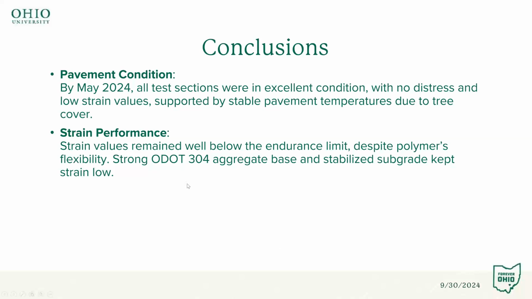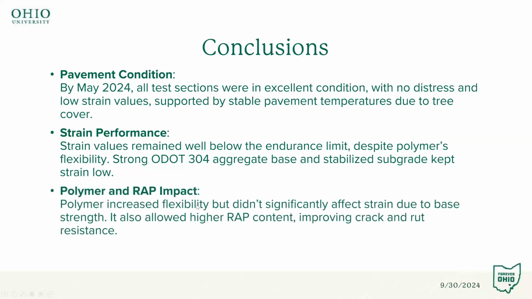So if we look back at our results and look at the resilient modulus from falling weight and from DCP data, we can see that those were high values of resilient modulus for the 304 and the stabilized base. The polymer increased the flexibility, but didn't significantly affect strain due to the base strength. It allowed higher RAP content, improving crack and rut resistance. One of the things that we have to mention for this study, and that's in the report, of course, is that the high polymer mixes had 35% RAP, whereas the conventional mixes had 20% RAP. And the base actually had a higher percent RAP mix in the polymer.